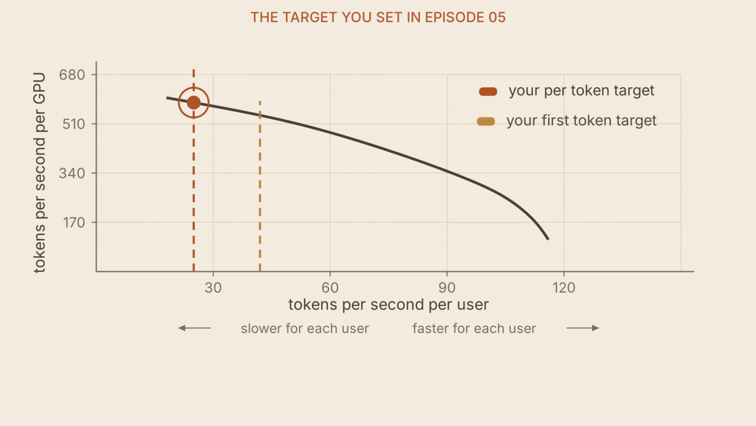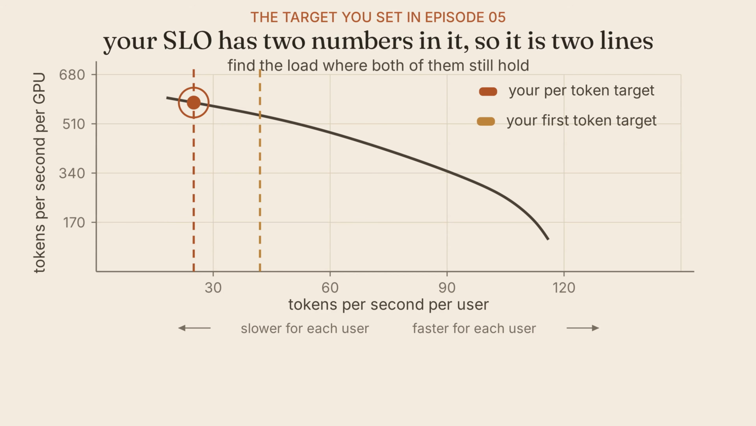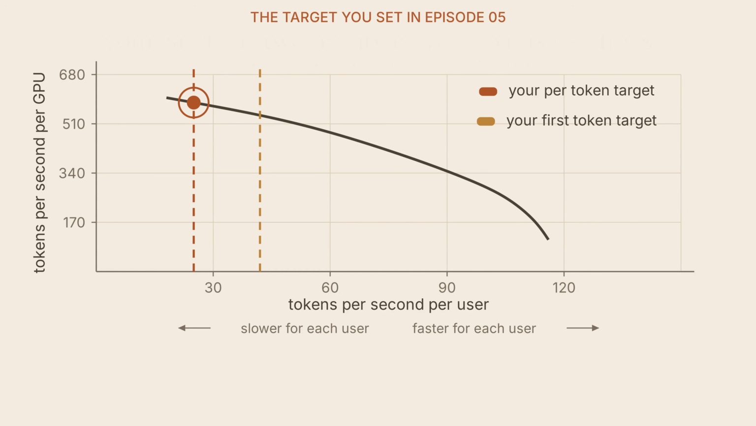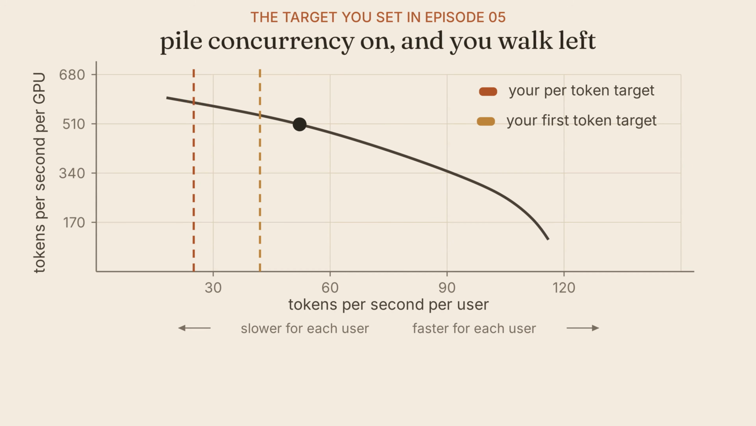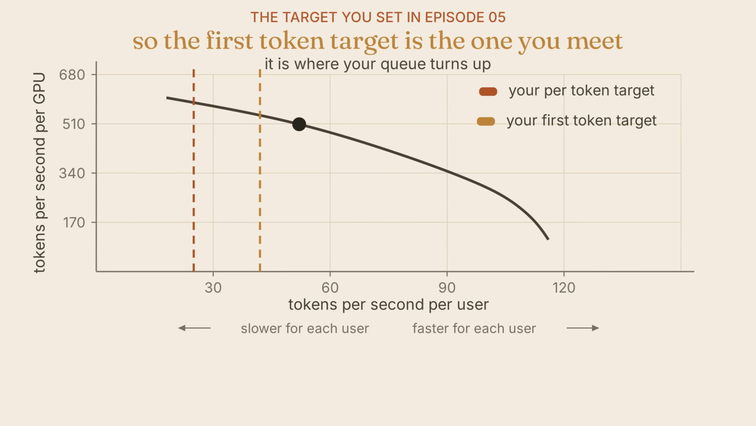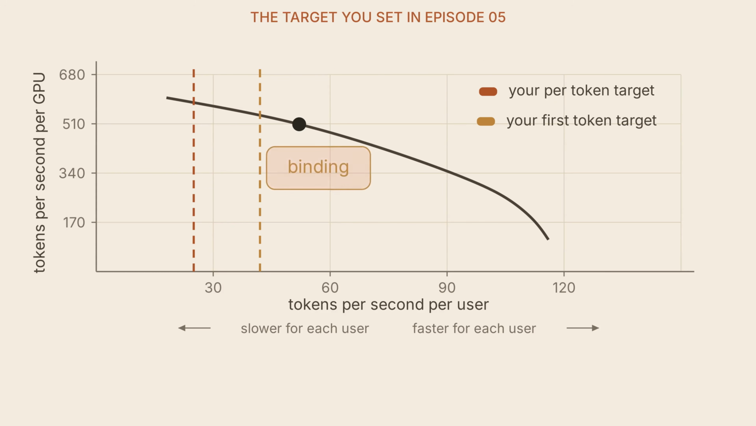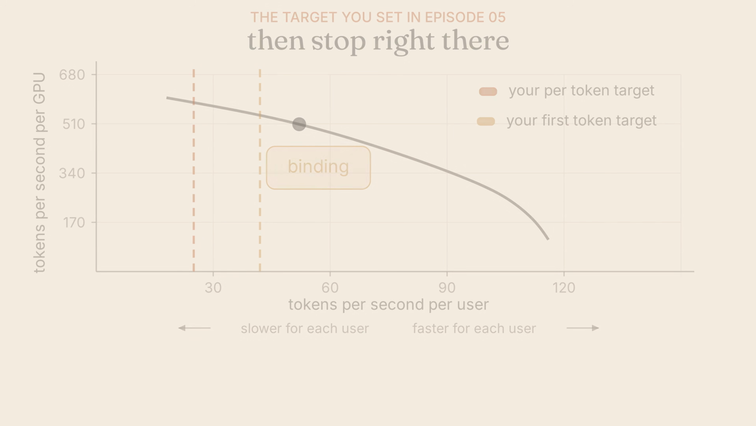And one thing to add, because your SLO has two numbers in it, not one. A first token target and a per token target, so that's two lines, and you want the load where both still hold. So which one breaks first? Usually it will be the first token target as you pile concurrency on, because that's where your queue turns up. So work out which of the two is binding for you. Then stop right there. Right.